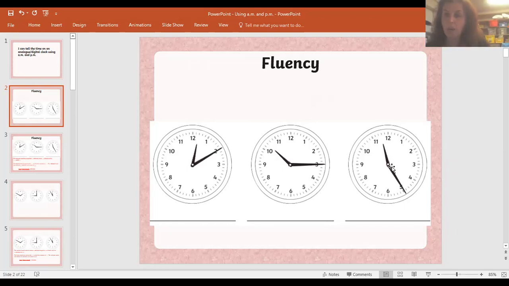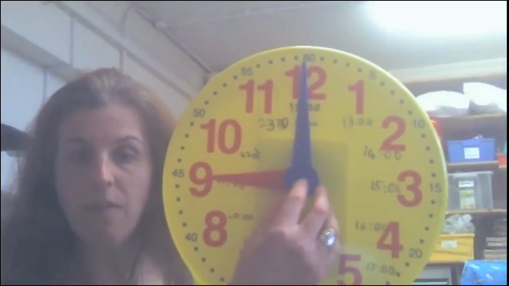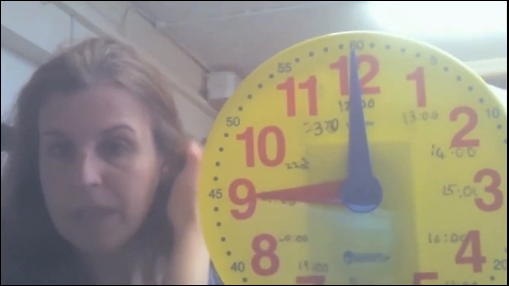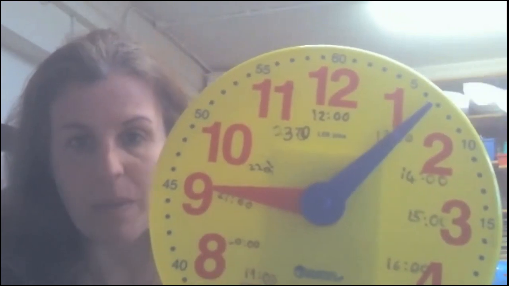Now, of course, we know that there's digital time and there's analog time. And we know, don't we, that we have a 24-hour clock. So I'm just going to go through my 24-hour clock. So I'm going to stop my share, so I should be nice and big and you should be able to see my clock. I'm hoping you can see my clock.